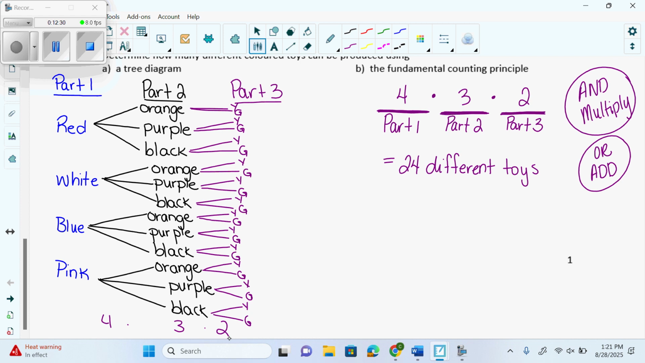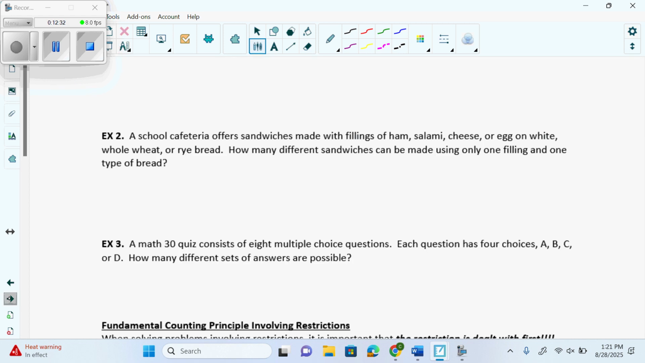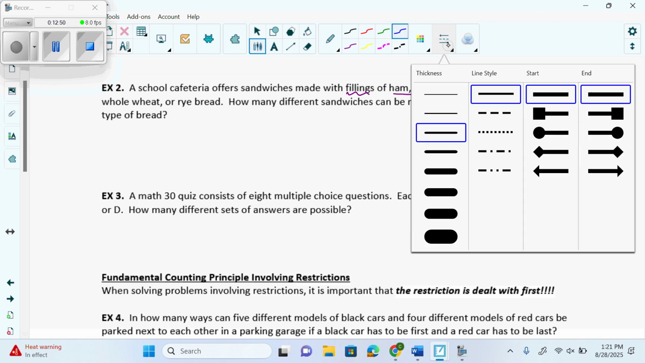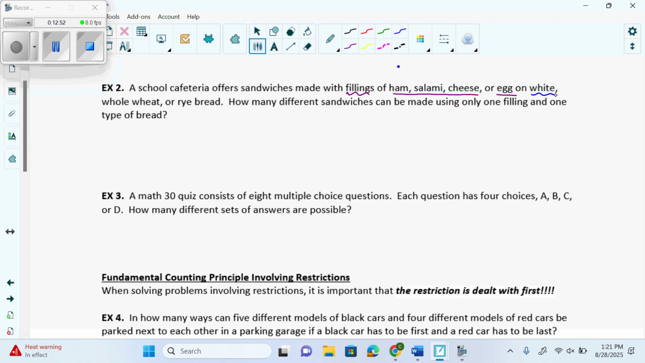Next page. So, this one, I have a school cafeteria that offers sandwiches made with fillings of ham, salami, cheese, or egg on white, whole wheat, or rye bread. Okay? So this sandwich has 2 parts.